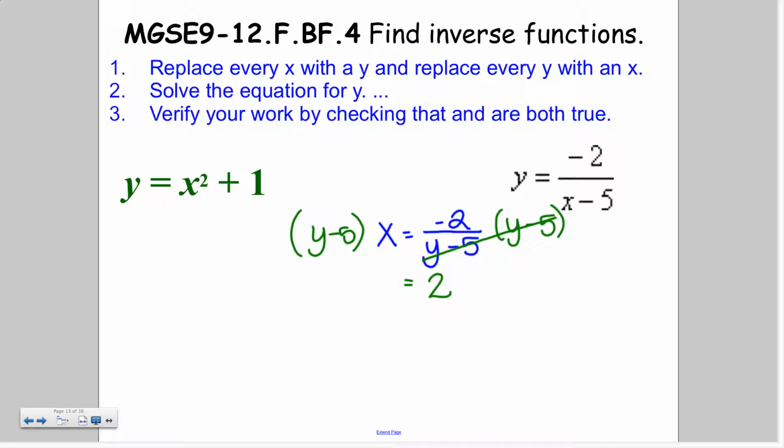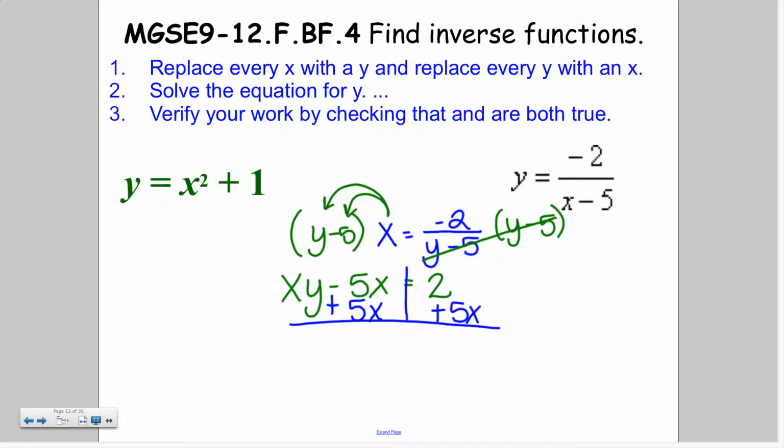All right. Now on this, we have to distribute this x to both. That's going to leave us with xy minus 5x. The first thing to do, add 5x to both sides. There's nothing to combine that 5x with, so we're just going to have xy, this cancels, and it's going to be 2 plus 5x.